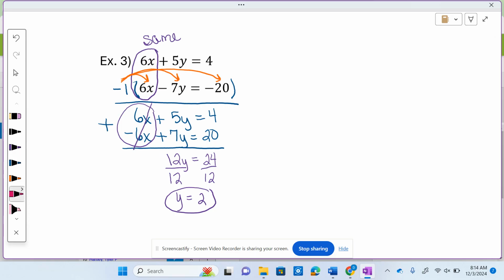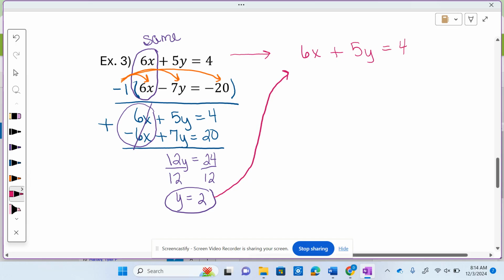We're going to take another equation, those two. Which equation do you want to use? The top one or the bottom one? Top one. So we're going to take this equation, 6x plus 5y equals 4, and we are going to sub in y equals 2. That's what we're doing. So let's see, I still have 6x plus 5 times, what is y? 2, equals 4.